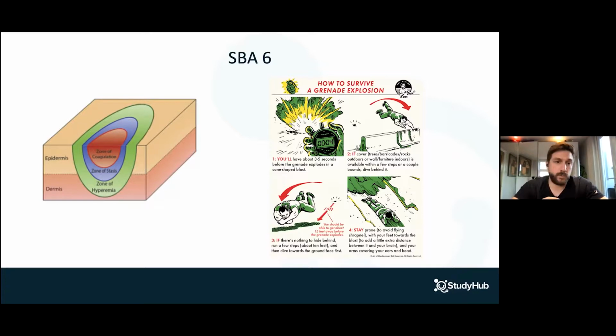And the issue that you have with this is, when the burn is about 25%, this zone of hyperemia can really take up the whole of the rest of the body. So we don't count the zone of hyperemia when we're taking into account total body surface area of the burn. So the zone of hyperemia can really take up the rest of the body and cause significant systemic effects.